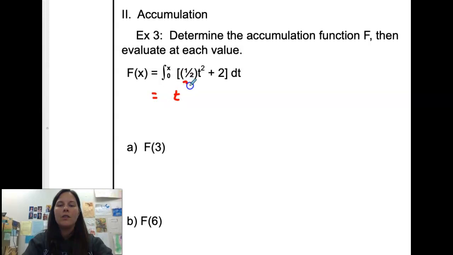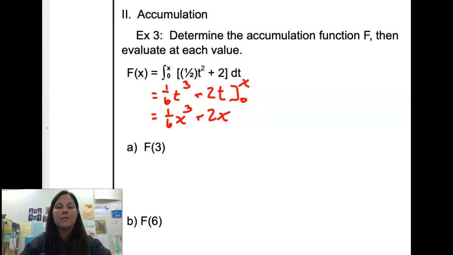I'm going to go ahead and add 1 to the power. And then when I multiply by 3 in the denominator, I get t cubed over 6 plus 2t. And we're going from 0 to x. So I'm going to sub x in for all of those t's. And when I sub 0 in, I get 0. So this is our accumulation function.